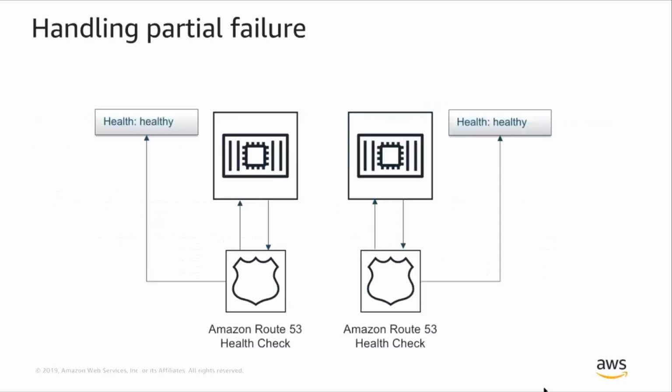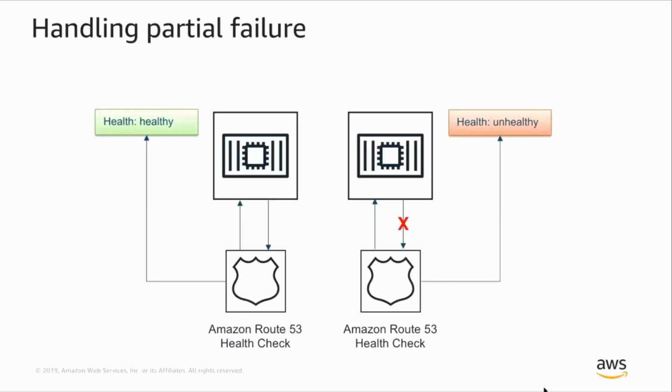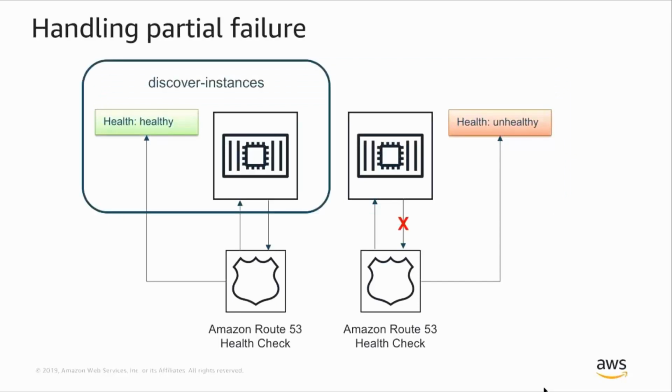So it works in a very simple way with health checks enabled. They're constantly health checking your, let's say these are ECS tasks. And if everything is fine, your Discover Instances API returns healthy IPs right away. But let's say one of them becomes unhealthy, your next call returns only the healthy IP.